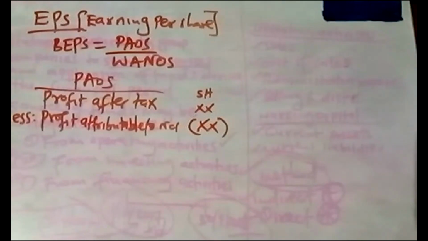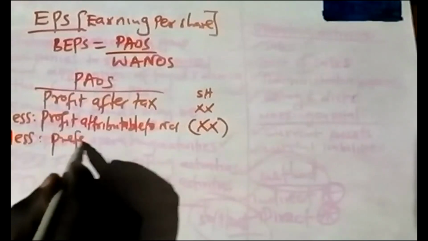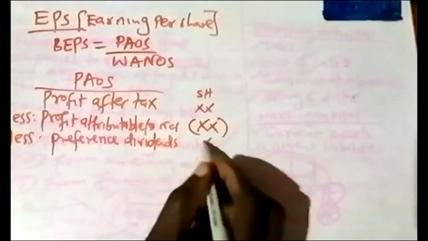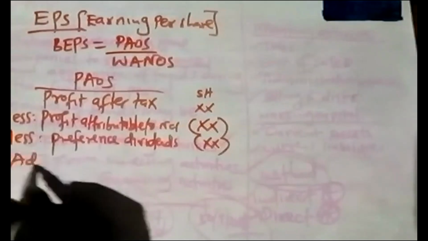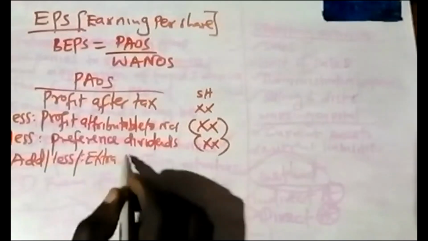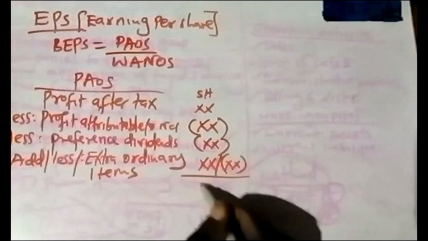So you start with profit after tax, you subtract profit attributable to NCI. Then after that, you deduct the preference dividends. After subtracting the preference dividends, remember that you can add or less extraordinary items.